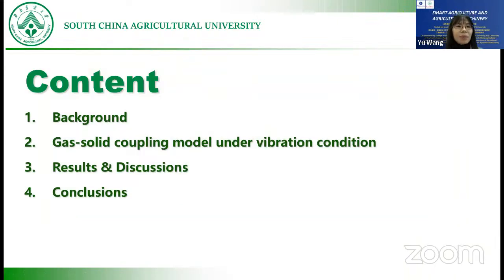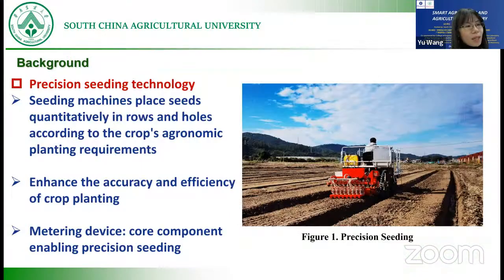My presentation will be divided into 4 parts. First part is about the background. Precision seeding technology is a kind of mechanized seeding process, and it requires a seeding machine to place seeds quantitatively in rows and holes according to the crop's agronomic planting requirements. So it's a crucial approach to enhance the accuracy and efficiency of crop planting. It's known that the core component and key factor affecting the accuracy and efficiency of this technology is the metering device, which enables precision seeding.